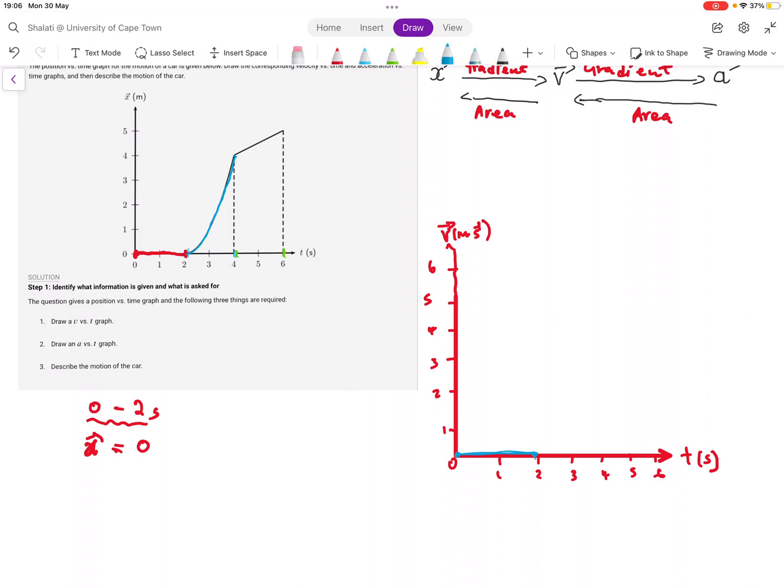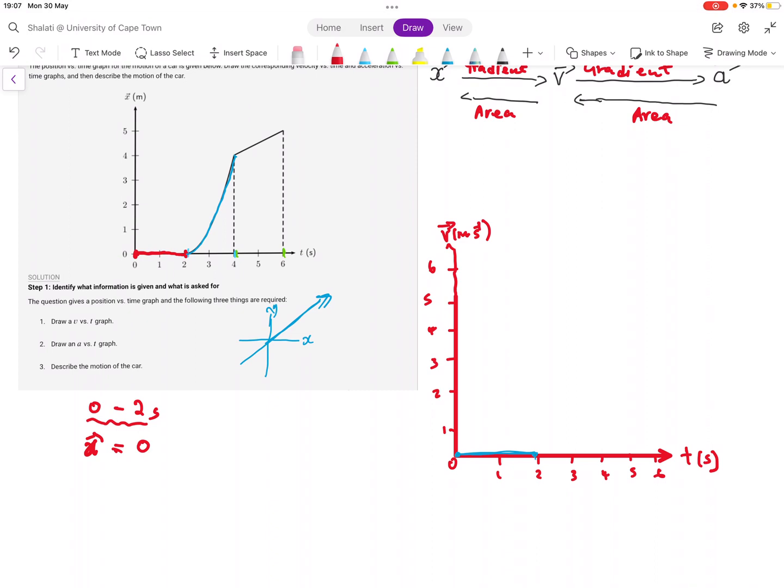You know from mathematics, if you have a graph of y versus x, this is going to be increasing. So a straight line graph pointing in the positive direction shows an increase, right? So it means from 2 seconds to 4 seconds, you have an increasing velocity. So you must draw a straight line, but you need to find out where the straight line must be, up to which point, what is your velocity.